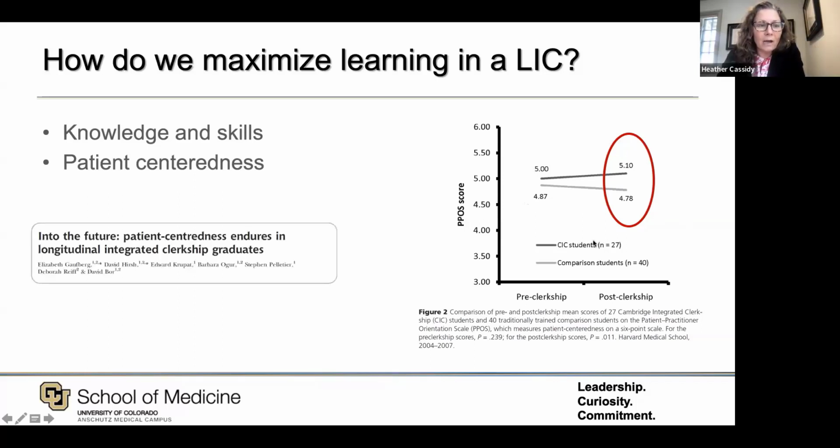And we actually know now, when they've tracked those students into their residency and on into their careers, that patient-centeredness endures over a decade after the LIC. So there's something magical that's happening in the LIC that's helping students develop patient-centeredness and empathy compared to the erosion that you actually see in students who are in the block model. And one of the theories is that this is coming from the longitudinal patient care that is explored through the LIC Patient Panel.